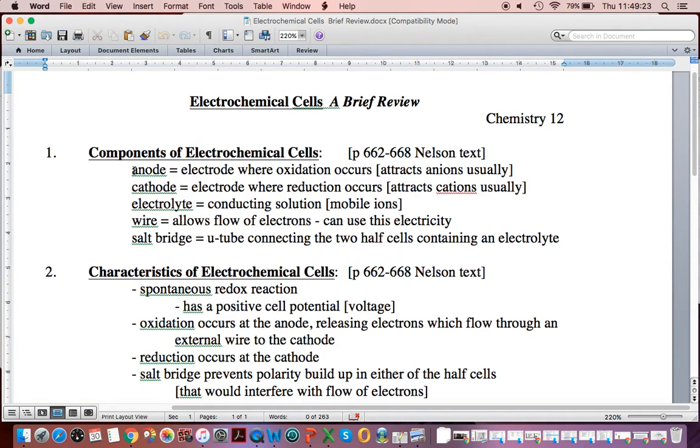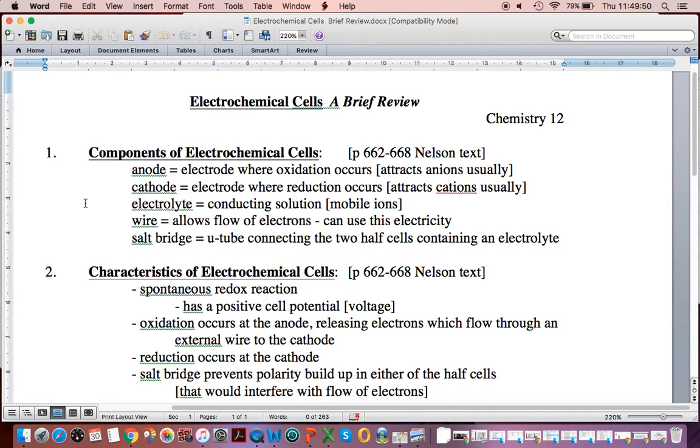So we have to know the anode is an electrode. This is the electrode where oxidation always occurs, and that means that we are looking at electrons being generated there. Cathode is always the site of reduction, and of course anode comes from the word anions and cathode comes from the word cation. Electrolyte just means a conducting solution from last year, and it's essential.